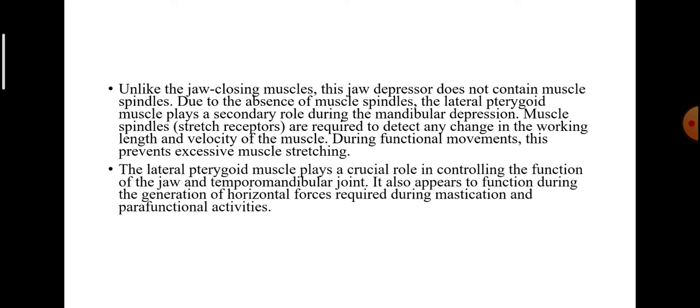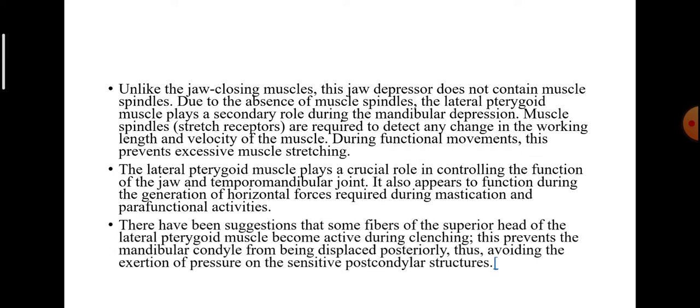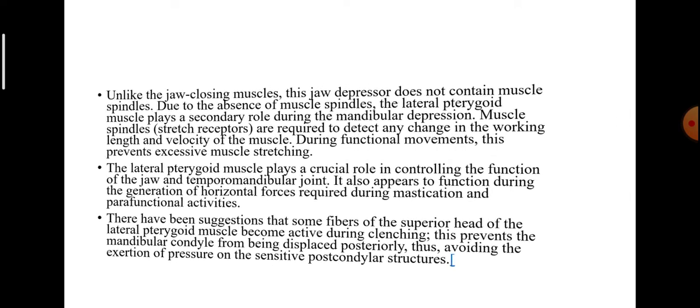The lateral pterygoid muscle plays a crucial role in controlling the function of the jaw and temporomandibular joint. It also appears to function during the generation of horizontal forces required during mastication and parafunctional activities. And there have been suggestions that some fibers of the superior head of the lateral pterygoid become active during clenching. This prevents the mandibular condyle from being displaced posteriorly, thus avoiding the exertion of pressure on the sensitive postcondylar structures.